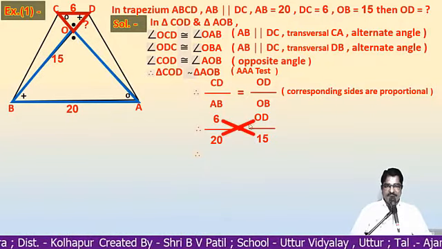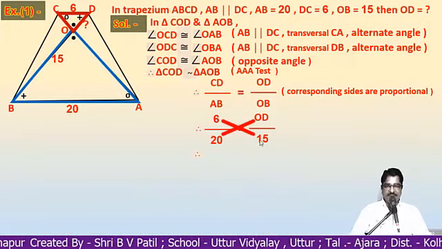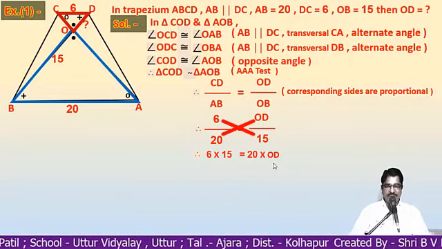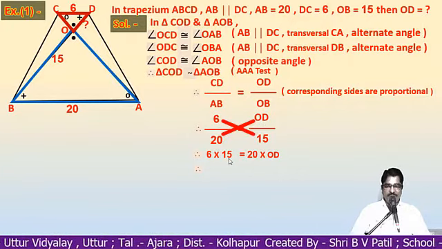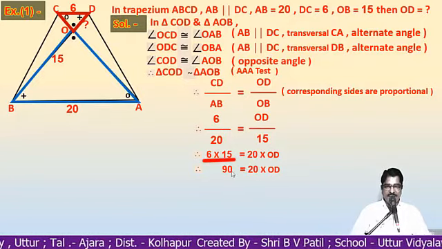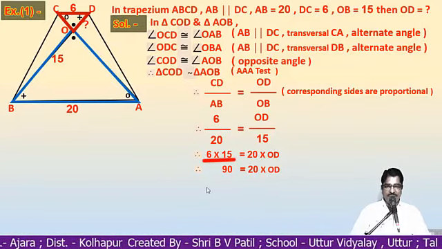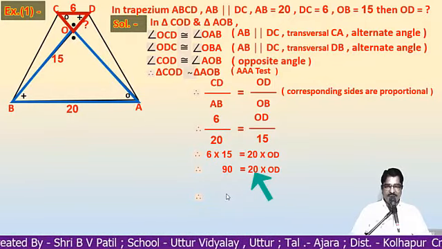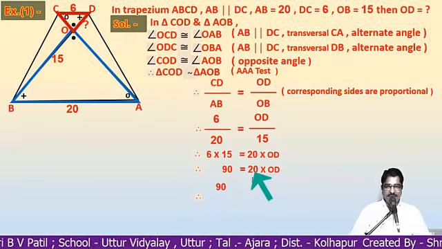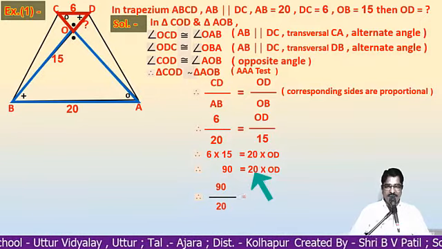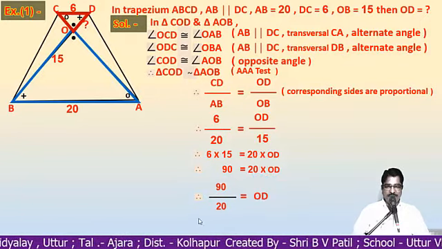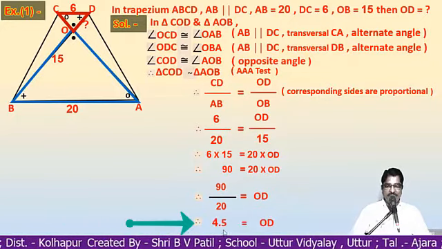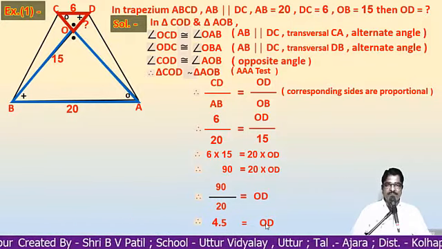Next step is cross multiplication, means 6 into 15 is equal to 20 into OD. Therefore, 15 sixes are 90, which is equal to 20 into OD. Therefore, this 20, multiplied, taking on the LHS side, it becomes divide, means 90 divided by 20 is equal to OD. 20 divides into 90, therefore we get 4.5 is equal to OD.